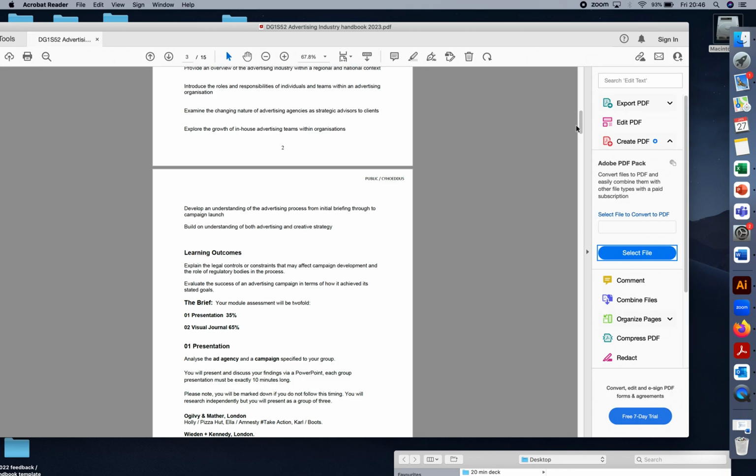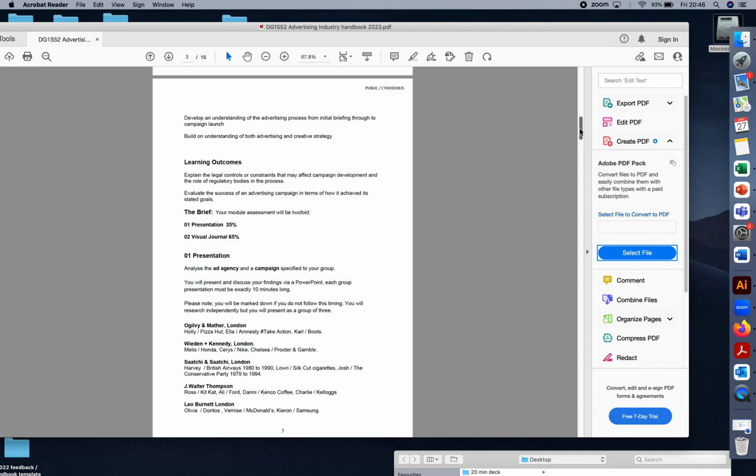So going on to the brief, there are 2 outcomes: a presentation and a visual journal. So pretty much like we did last semester, very similar split between the 2 things. So we've got a group presentation, and then we've got a visual journal, which you're now accustomed to. I think that'll help the process because you're familiar with what you handed in just before the Christmas break.